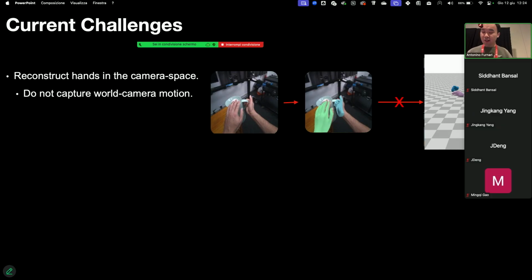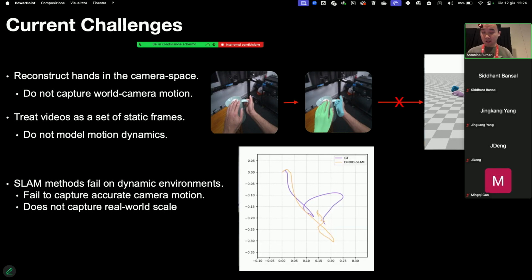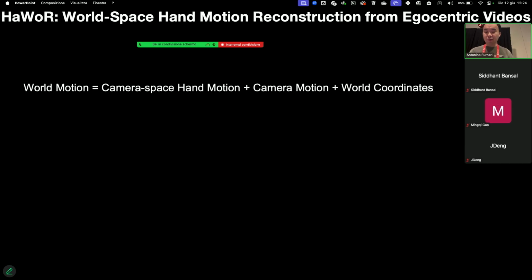You can see this means we can't analyze how the hands move in the real world. Also, these methods treat videos as a set of static frames. As a result, they can't model the temporal dynamics of hand motion. Furthermore, SLAM methods, which are often used to estimate camera motion, struggle in egocentric settings. They often fail in dynamic environments, and they can't capture the real-world scale. So to address these challenges, we present HaWoR, a framework to reconstruct hand motion in world space.